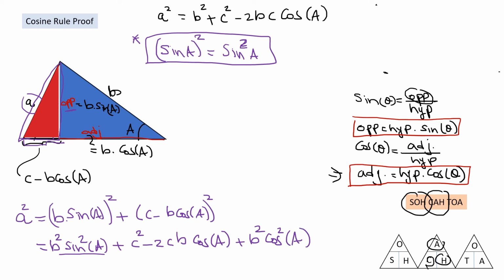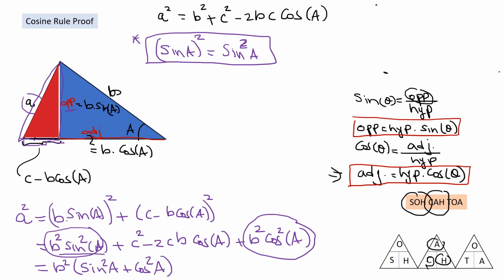Okay, so what I am going to do now is combine this one and this one together. Because b squared is common, I'm going to write b squared. If I take b squared out, sine squared A plus cos squared A, and I'm going to write the rest of them as they are, plus c squared minus 2bc cos A.